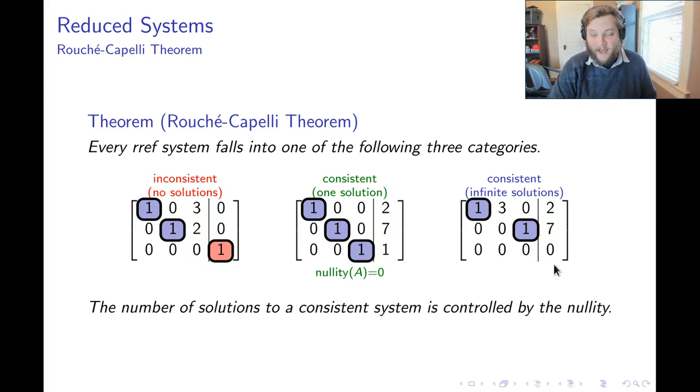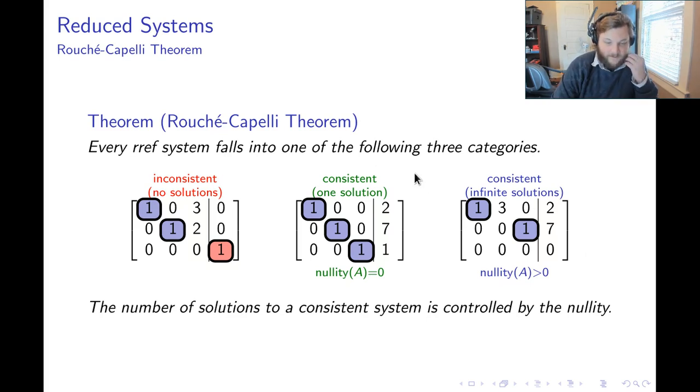On the other hand, if the system is consistent and the nullity is greater than 0, that means that there are free variables, which means that we will end up with infinitely many solutions to the system. So this is the analysis we do when we're confronted with a reduced row echelon form system. And the idea is that we don't need to do any arithmetic here to perform this analysis as long as we're in reduced row echelon form.